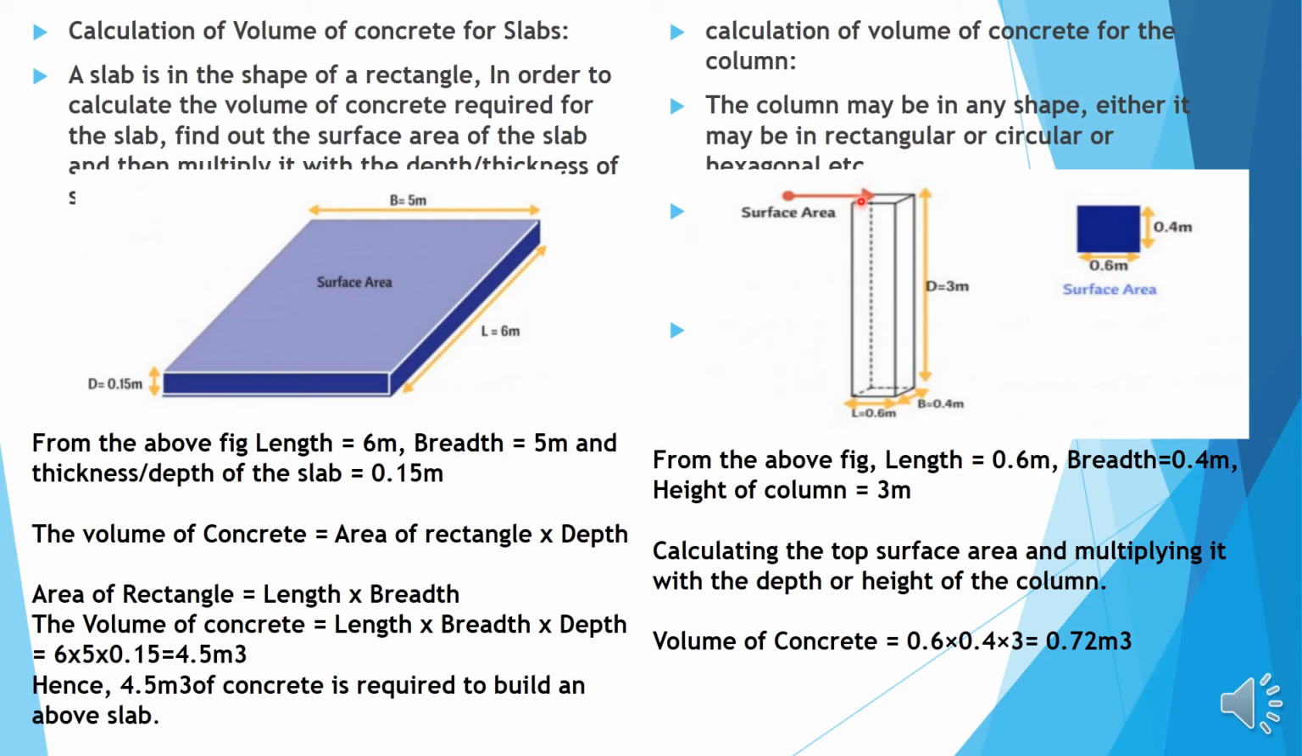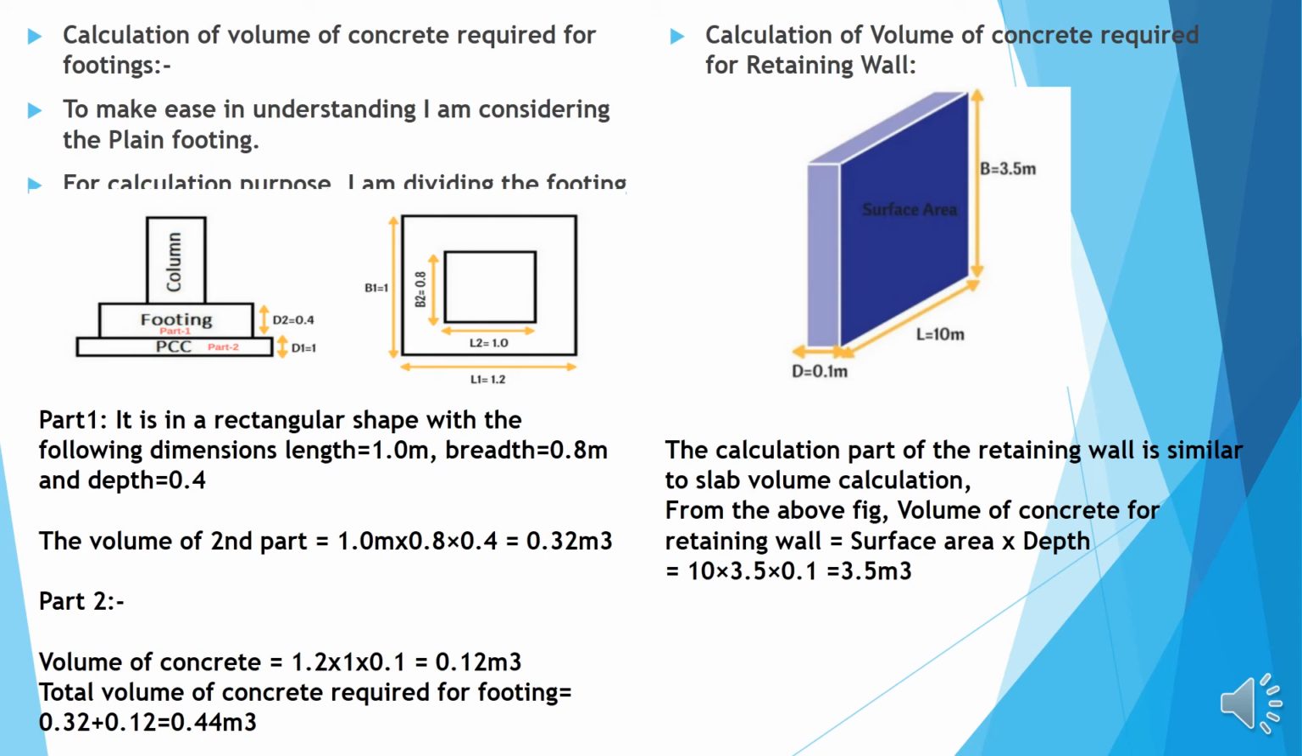So, how to do the calculation? The top surface area, that is 0.4 into 0.3 multiplied by 3 meter, that is the volume of concreting is equal to 0.6 into 0.4 into 3, which will make you 0.72.